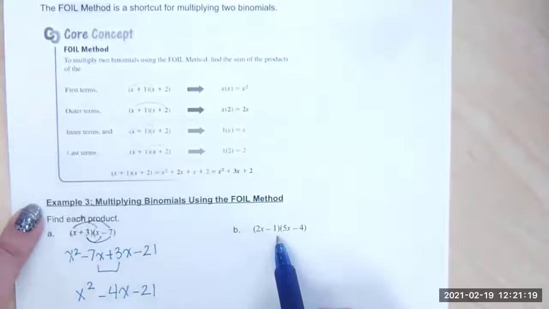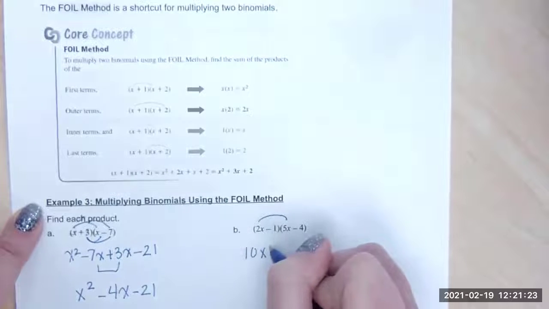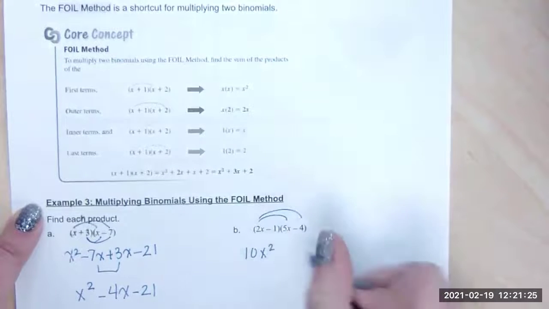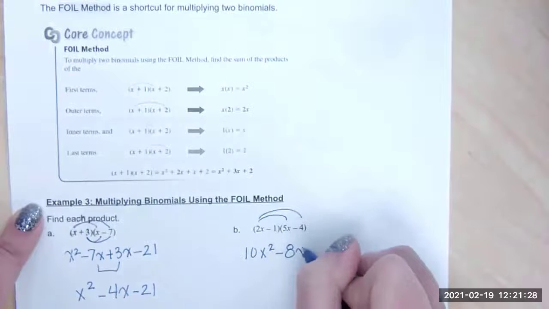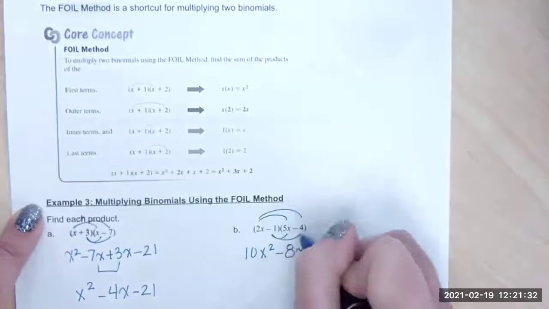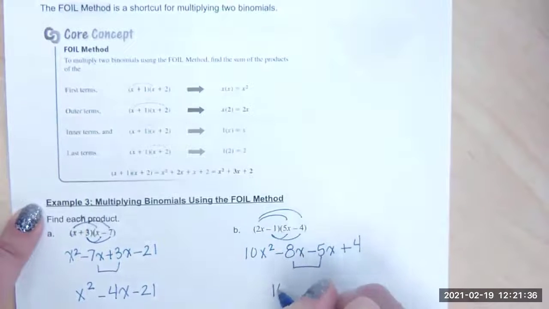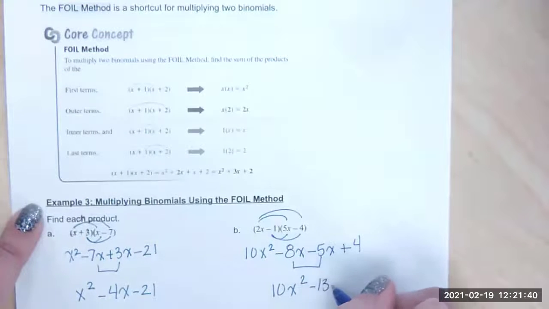Now we're going to do the same process here. First, so we have 10x squared, outside minus 8x, inside minus 5x, outside plus 4. Combine your like terms. So we end up with 10x squared minus 13x plus 4.